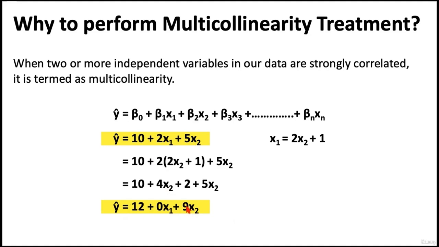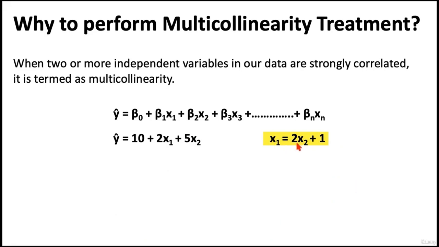Is this equation wrong? Not really. Given the fact that x1 and x2 have a correlation and they are linearly associated, we derive this equation. Now the confusion is: is the constant 10 or 12? Is the coefficient of x1 2 or is it 0? Is the coefficient of x2 5 or is it 9? That's where there is a confusion. And this confusion would further increase if we now try to put x2 here in terms of x1.